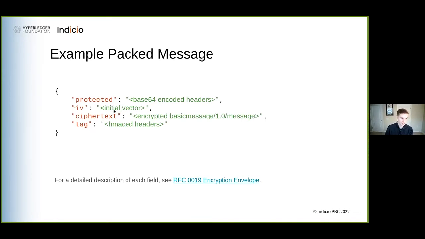The IV is an initialization vector that is used in the encryption and decryption of the ciphertext, and the ciphertext is the encrypted basic message that we just used as our example. And then the tag is an HMAC of those protected headers to ensure that these headers have not been tampered with in transport.